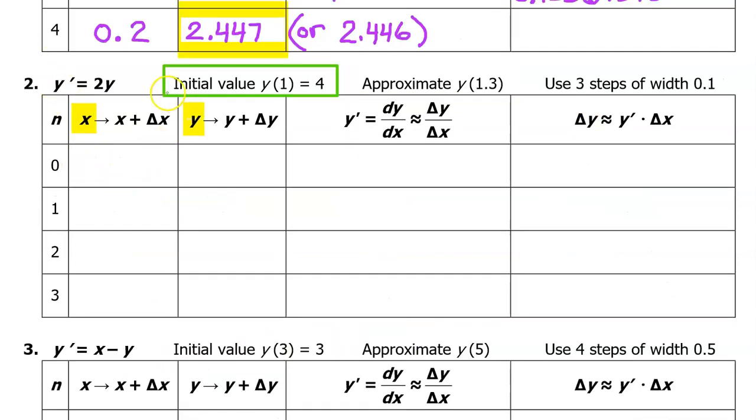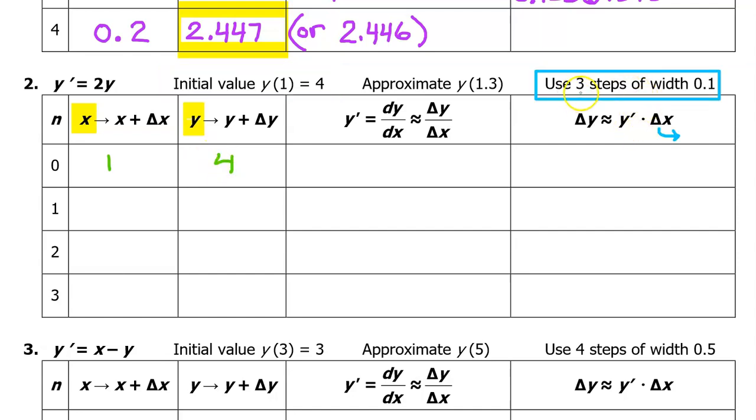For number 2, we are given the initial value y at 1 equals 4. So x is 1 and y is 4. They tell us to use steps of width 0.1. That means delta x is 0.1. We can use delta x to find all of the x values, because if you add delta x to the previous x value, it gives you the next x value. So in this case, I have added 0.1 repeatedly to find all of the x values.